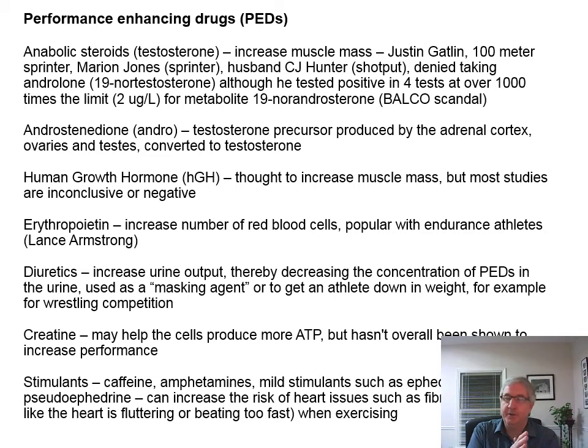You also, in order to mask what you're doing, take a diuretic, which increases your urine output, and thereby you decrease the concentration of the PEDs that you have in your urine. So that's why it's called a masking agent. You can also use it to get an athlete down in weight, say for wrestling. It's dangerous to do that, but people do that. Other things that are done, creatine, which might help cells produce more ATP, but hasn't really been shown to be effective or increase performance.